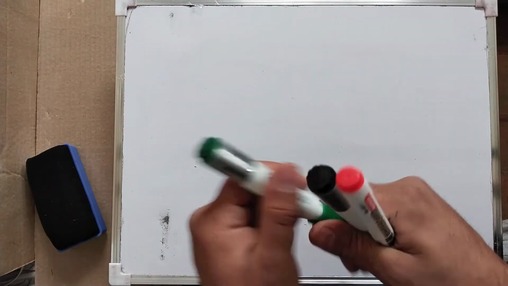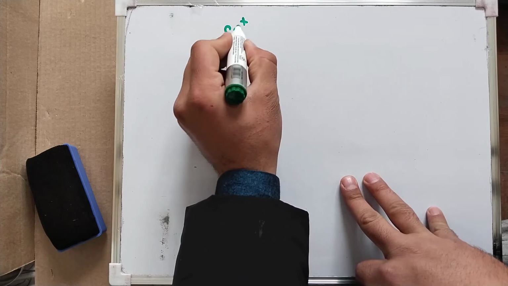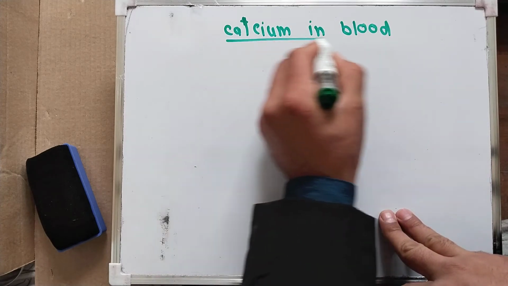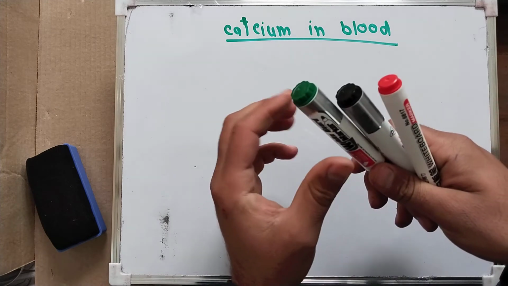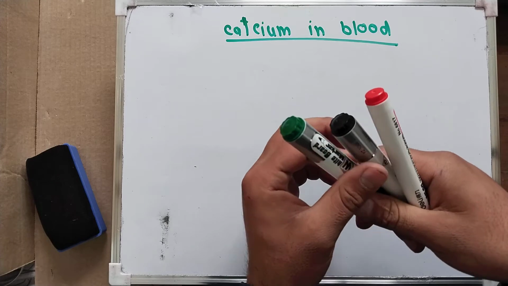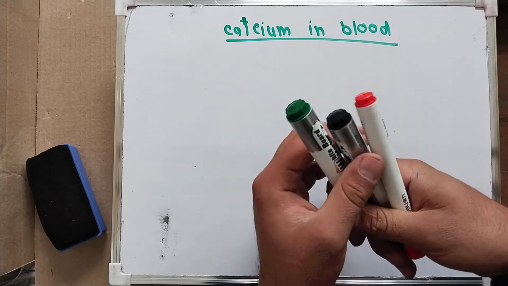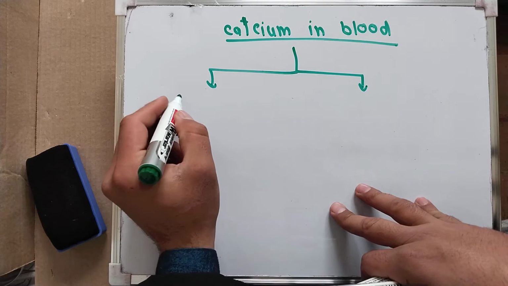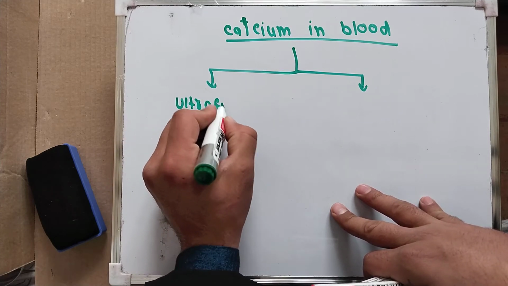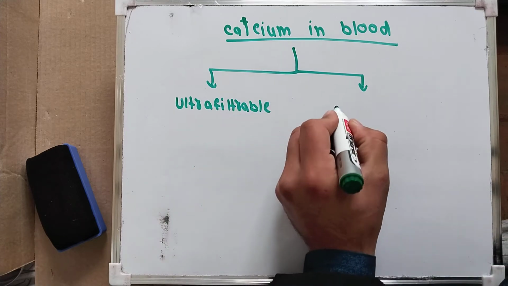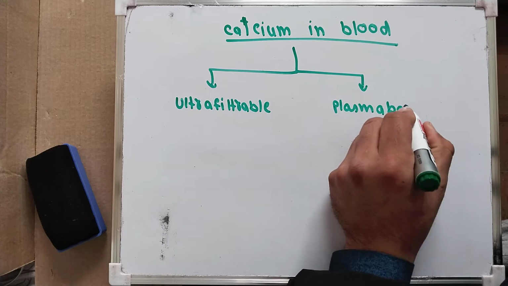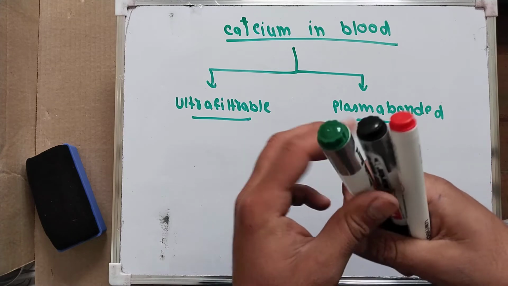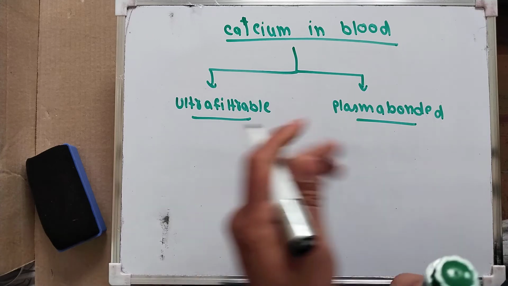Now I am going to discuss calcium in blood. What does it mean? It means in which form calcium is present in the blood. Calcium exists in two main forms in the blood. One is ultrafilterable, and the other is plasma bound. These are the two main types of calcium present in the blood.